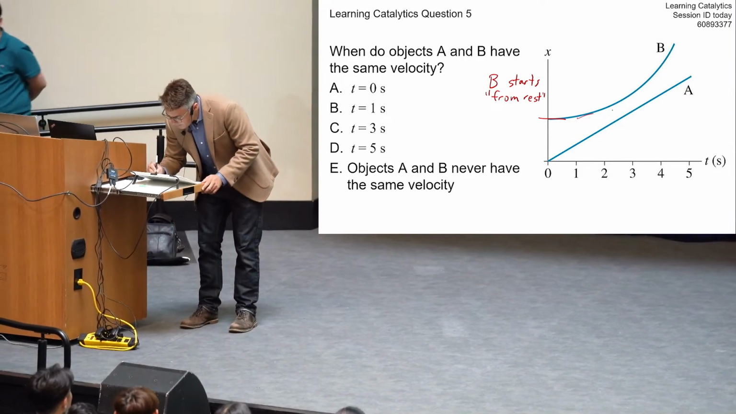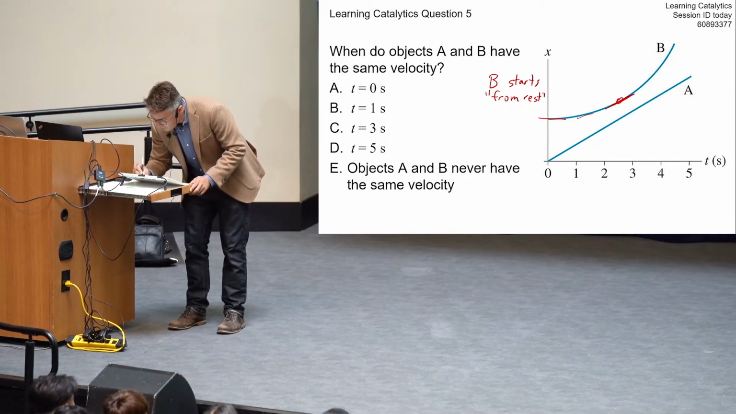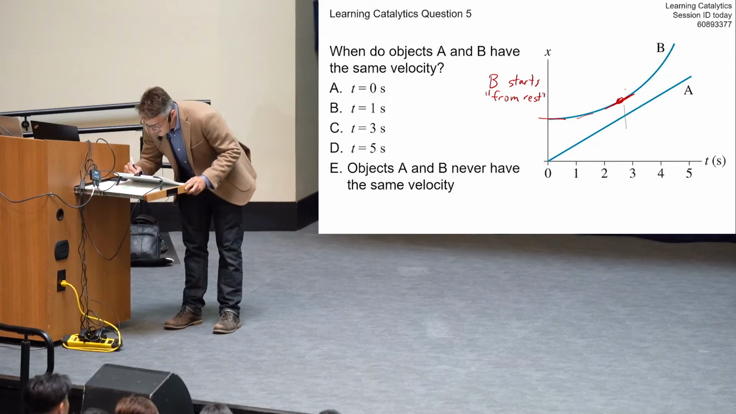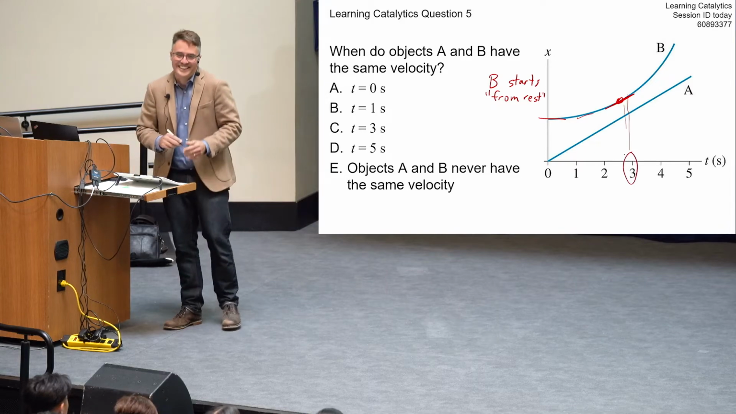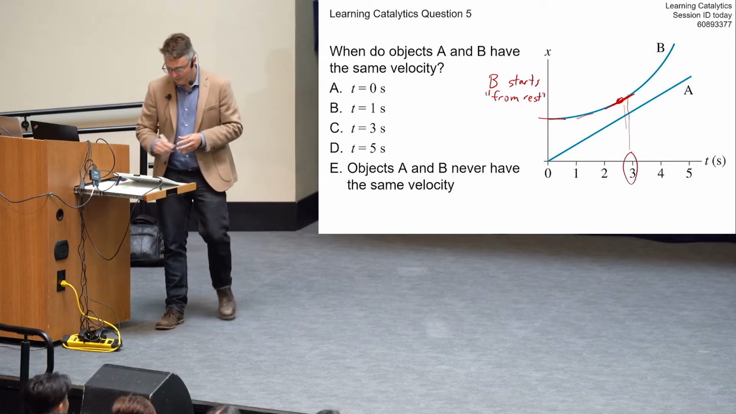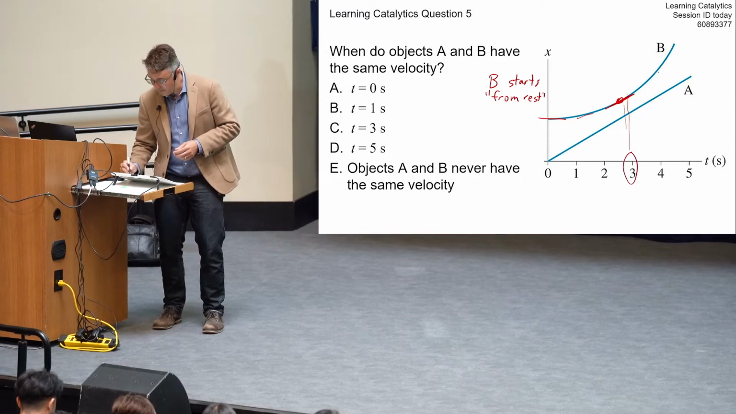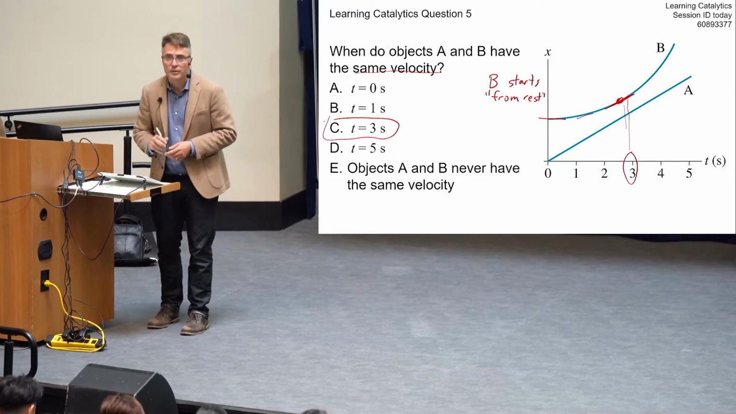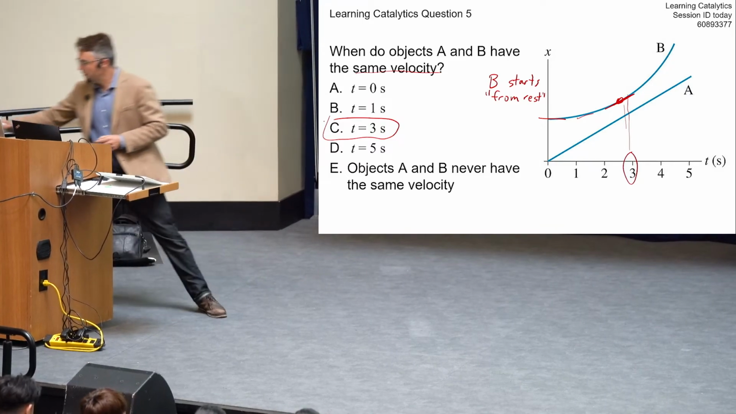Then it speeds up, and the slope gets steeper. At this point right around here, 2.8. Wait a minute. No. Okay, sorry. It's 3, roughly, is where the slope of B equals the slope of A, and then it's faster. So they have the same velocity somewhere around C, is what I was going for there. All right.